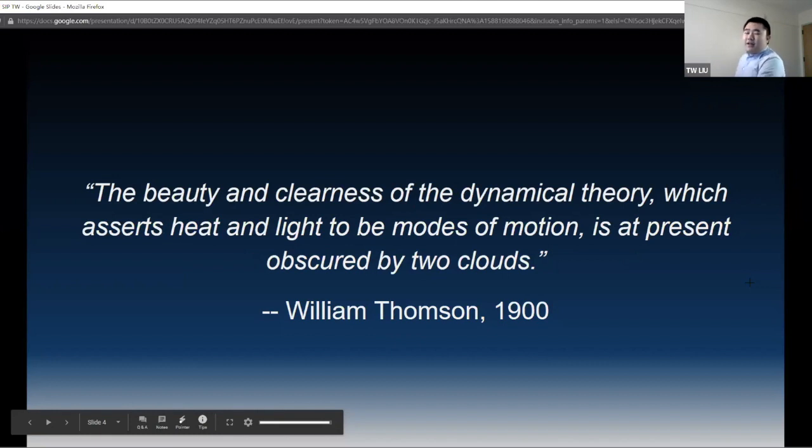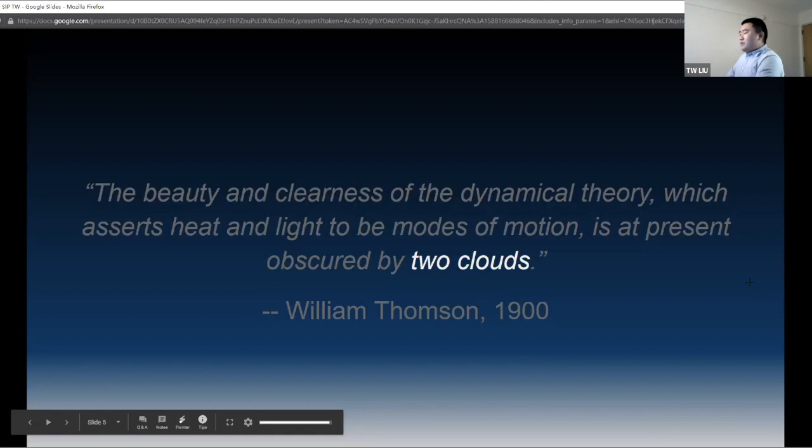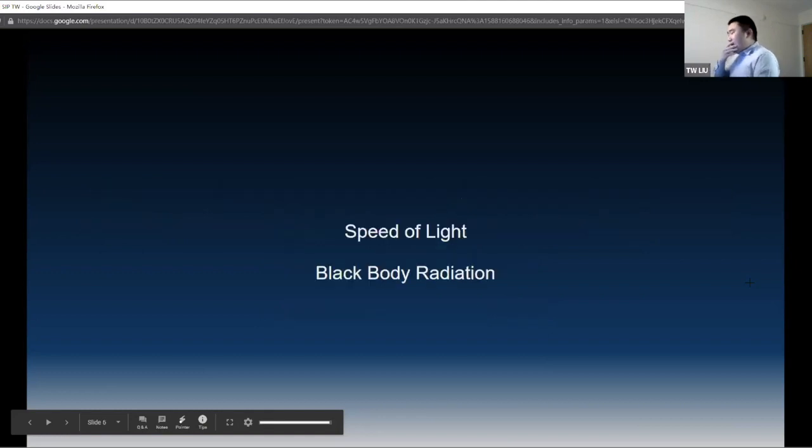Those two clouds are two very important problems that actually nullified Newton's theory on how the world works, and modern physics emerged from those two clouds. That's why I named my PowerPoint the Dark Clouds over Sir Isaac. So what are those two clouds?